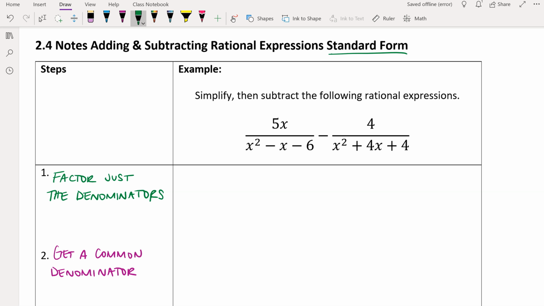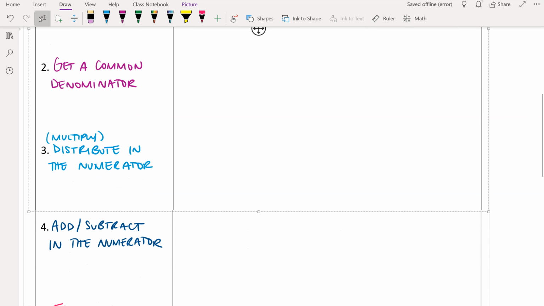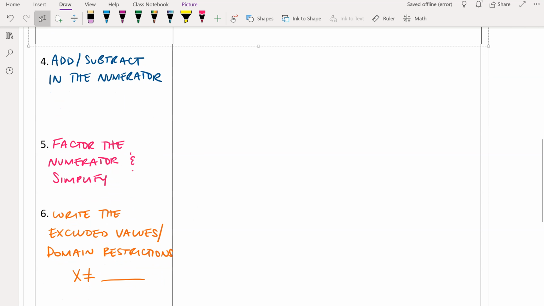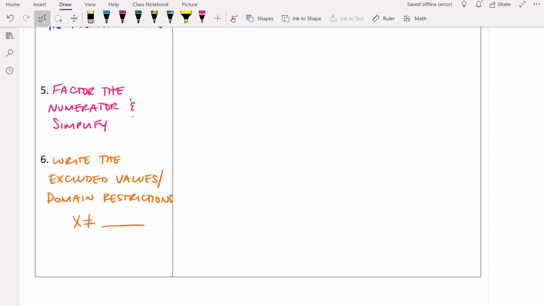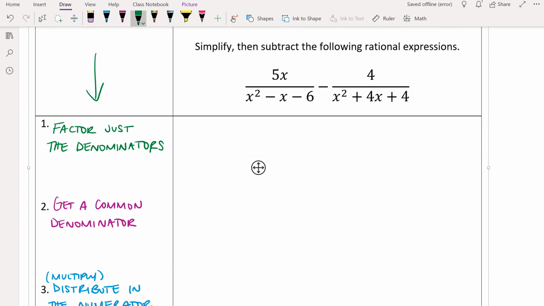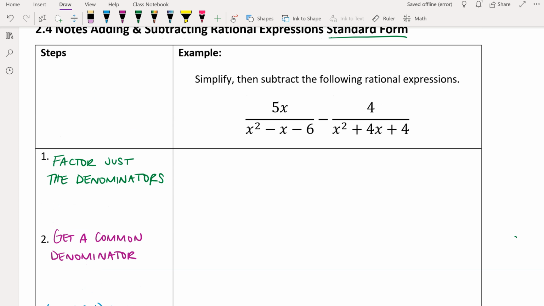We are going to go through the same steps. So if you look at our steps, they're actually the exact same steps as yesterday. Factor, common denominator, distribute in the numerator, add and subtract in the numerator, factor and simplify. They're the exact same steps as yesterday. So you can write them down as we go, or you can just look at yesterday's steps and compare what we do.